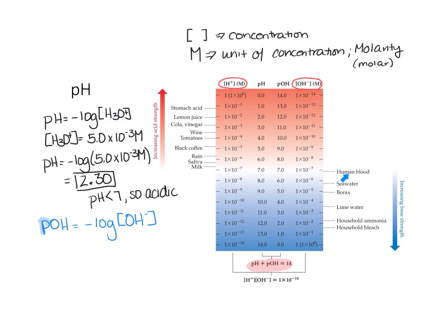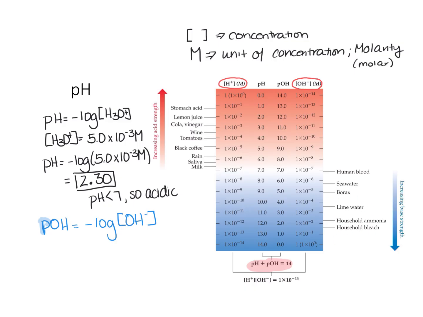The pH of human blood is 7.35 to 7.45. Seawater, borax, which a lot of times is used in cleaning solutions, and lime water. This is not the fruit lime water. This is like slaked lime, or things that have ions in them. Ammonia and bleach. So all of these are quite basic.